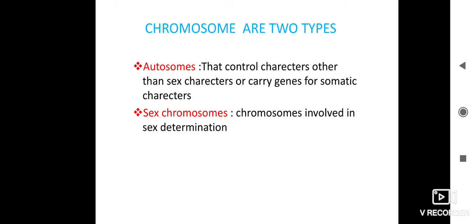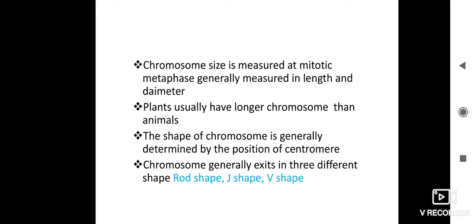Sex chromosomes are involved in sex determination and sex characters. Two types are autosomes and sex chromosomes. Chromosome size is measured at mitotic metaphase, generally measured in length and diameter.